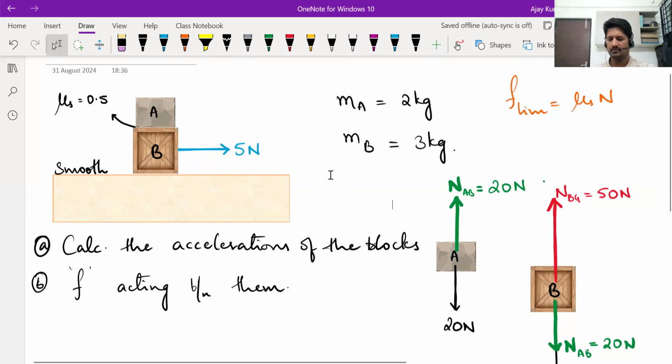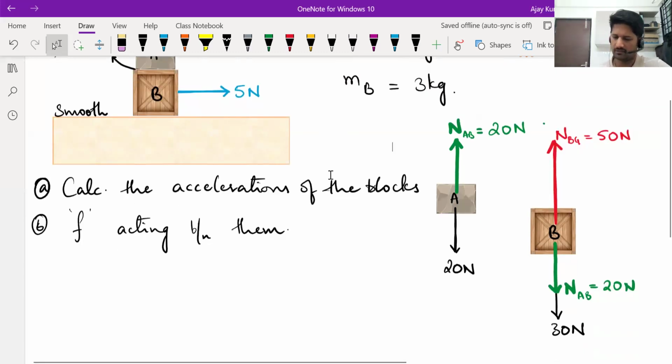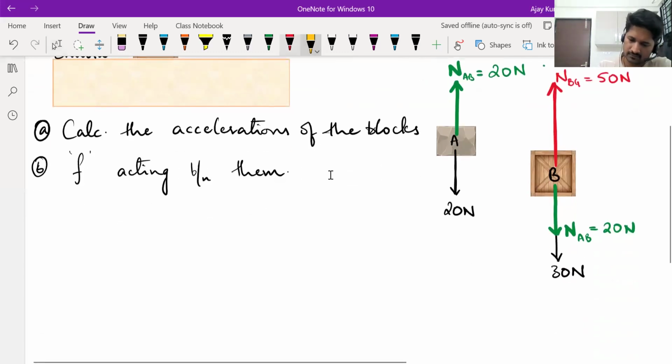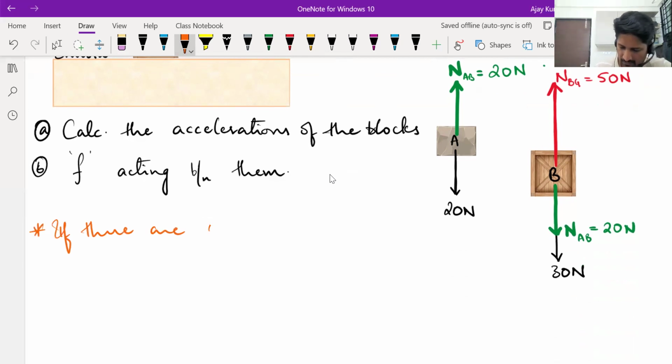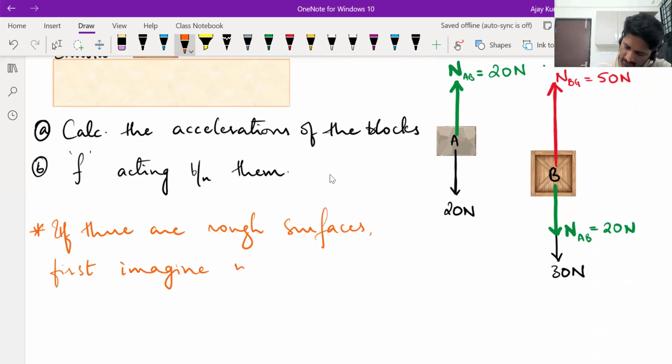Write this, all of you. I will also write. If there are rough surfaces, first imagine what would happen had the surfaces been smooth.